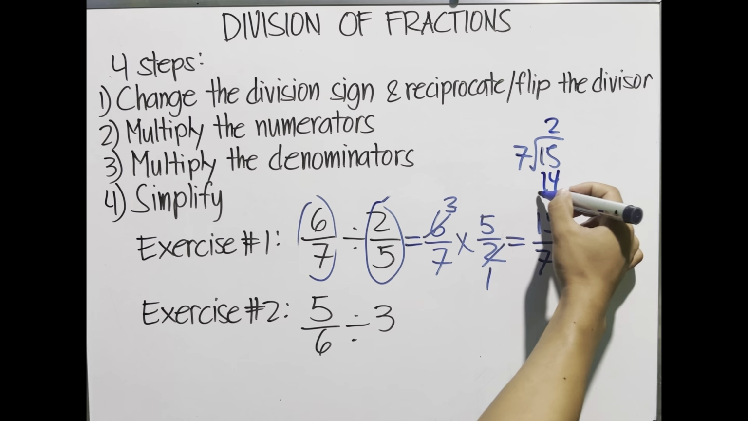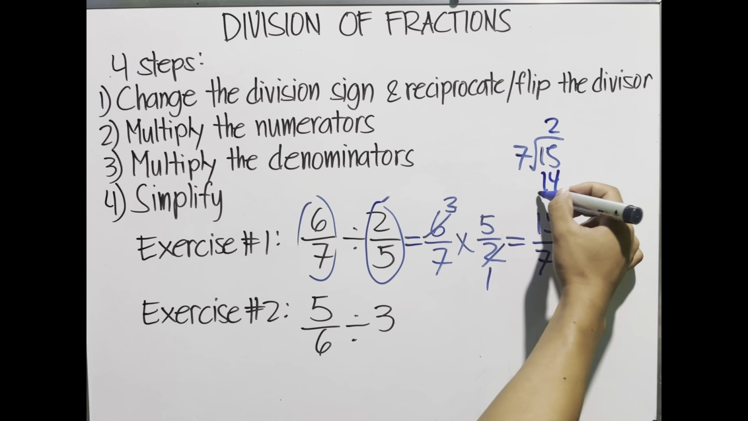Ayan, so gawin natin. 6/7. Change natin yung division sign. Then, reciprocate o pagbaliktarin natin yung divisor. Yung 2/5 magiging 5/2. Ayan. So, step number 2 is multiply na natin yung numerator tsaka yung denominator.